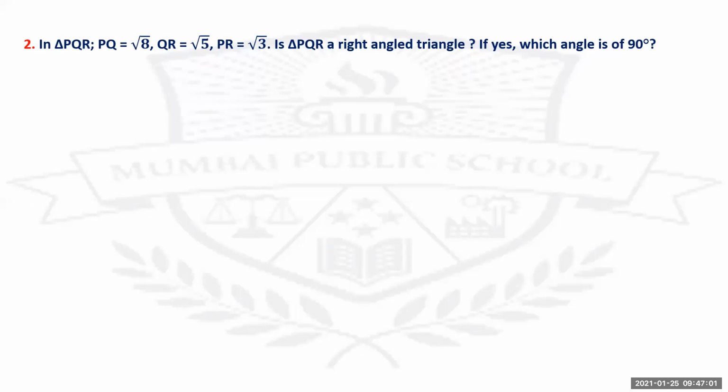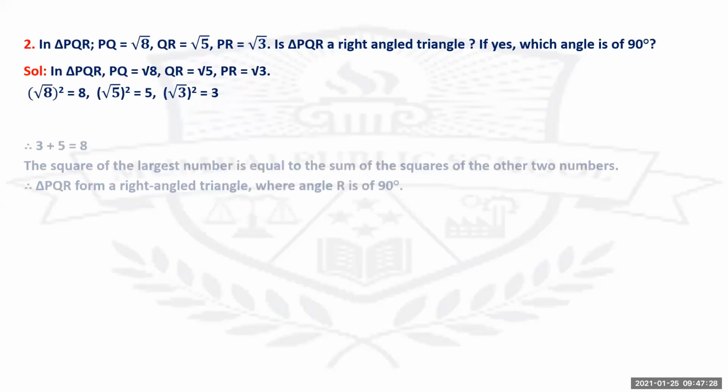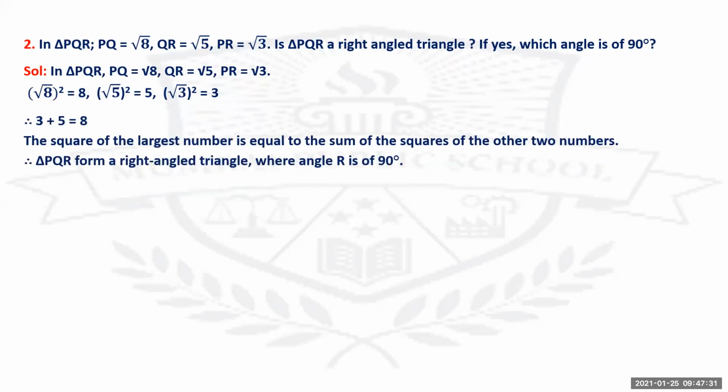Now, to check whether it is a right angle triangle, it should follow the Pythagorean triplet. So the larger side, that is PQ, its square should be equal to the sum of the squares of the remaining two sides. So root 8 square should be equal to root 5 square plus root 3 square. We'll just check that. Root 8 square is 8. Root 5 square is 5. Root 3 square is 3. So 3 plus 5 equals 8. The square of the largest side is equal to the sum of the squares of the other two sides. Therefore, triangle PQR forms a right angle triangle. Now, which angle?